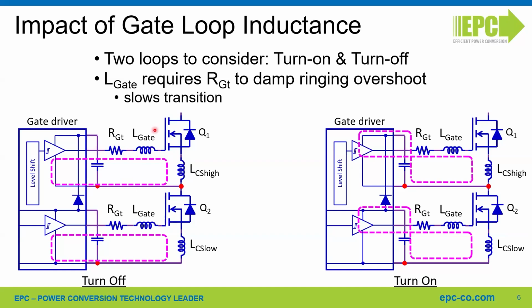So if you increase the gate inductance, the effect is you need to increase also the damping resistor to keep those ringings, those overshoots, below threshold. And by increasing the resistance, you slow down the transitions, and you increase the losses, the switching losses of the circuit.